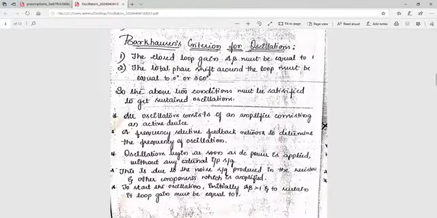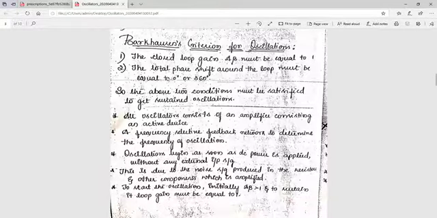The first Barkhausen criterion for oscillations: the closed loop gain, that is A into beta, must be equal to 1. The product of this should be equal to 1. The second point: the total phase shift around the loop must be equal to either 0 degree or 360 degree. That is, the entire phase shift of that particular circuit should be either 0 degree or 360 degree to satisfy the Barkhausen criteria.